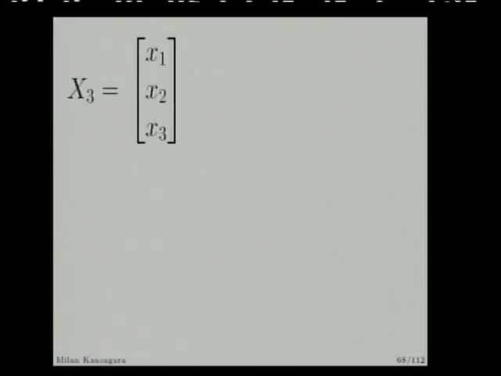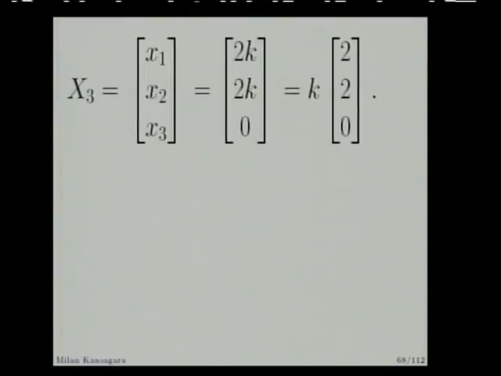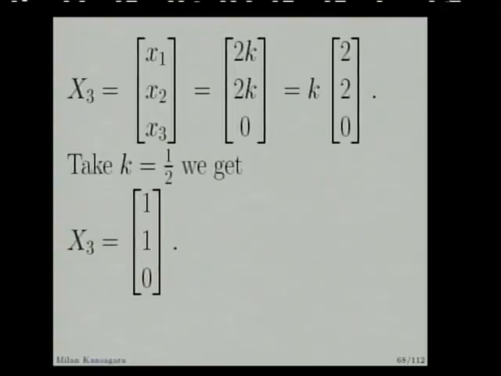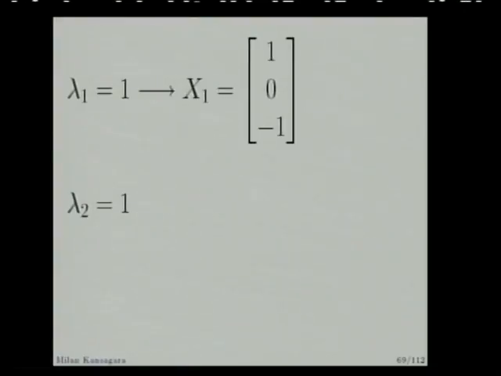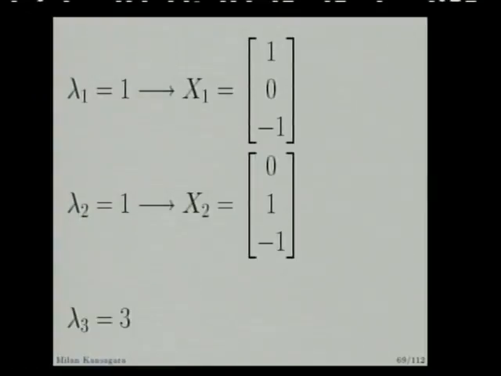So x is equal to x1, x2, x3, that is 2k, 2k, and 0. See here, if we take k equal to 1, then it is 2, 2, 0. But here I have considered k equal to 1 by 2, so it becomes 1, 1, 0. You may take k equal to 1 also. So corresponding to lambda equal to 1, we get this 1, 0, minus 1. For the second value, which is also 1, we get 0, 1, minus 1. And corresponding to 3, we get 1, 1, 0.